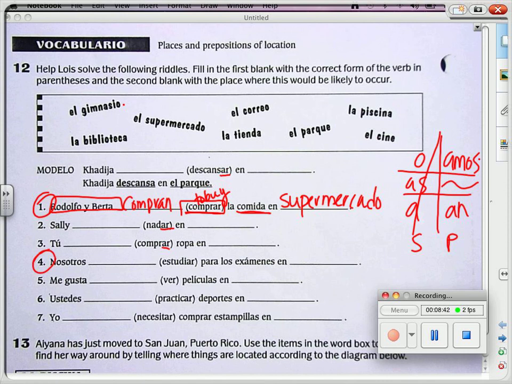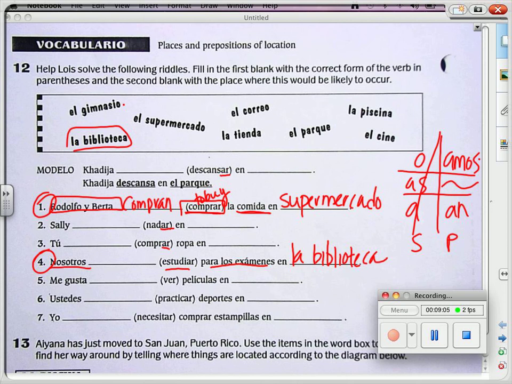All right, let's look at número 4. Nosotros estudiar para los exámenes. Where can I estudiar para los exámenes? You must know that estudiar means to study, and exámenes are exams. Where, out of these words in the top section, can I study for exams? La biblioteca. En la biblioteca.